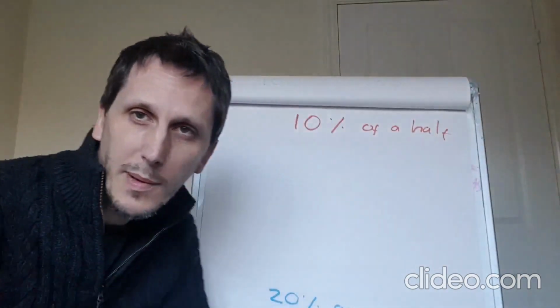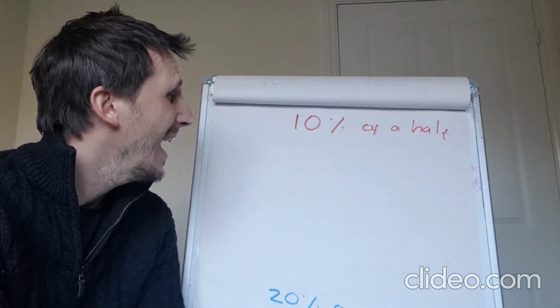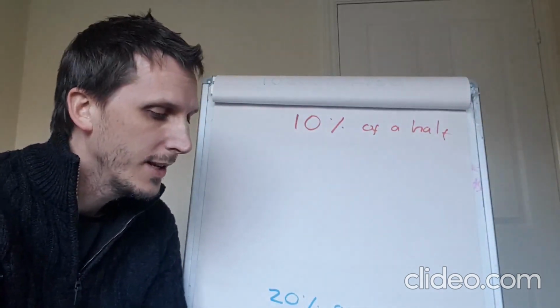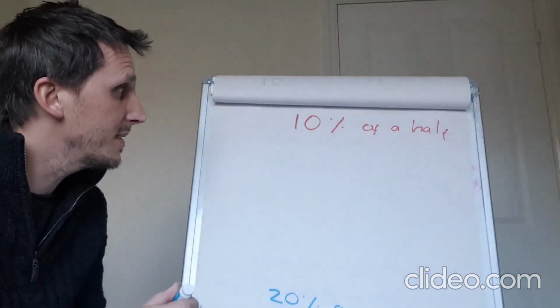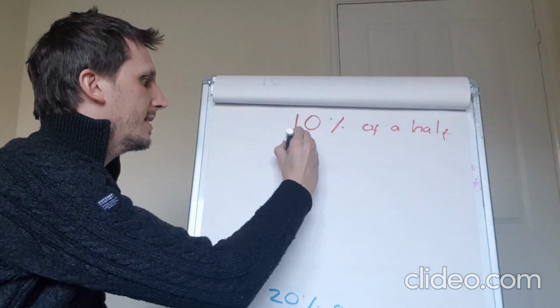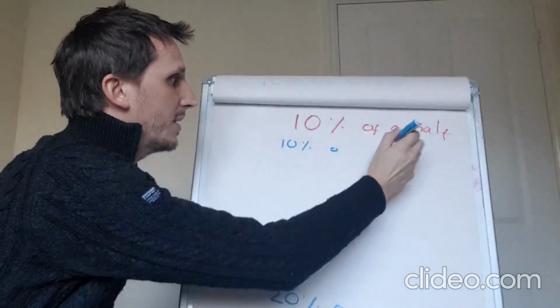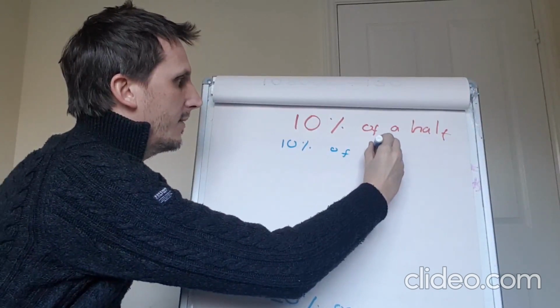Next up, I really like this question. Remember, we did lots of work about converting between decimals, fractions and percentages, and it sounds really weird, this question, but that's all it really is. 10% of a half. And there's a few different ways we could do this. We could turn them both into percentages. We could look at 10% of 50%, because a half, if we convert it into a percentage, is 50%.